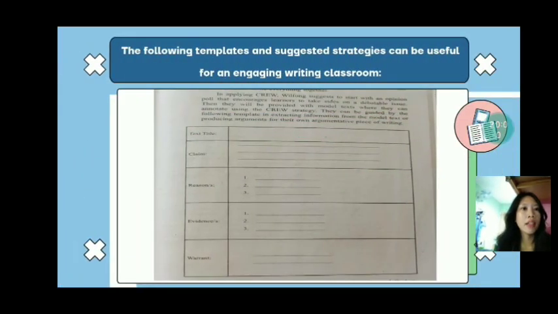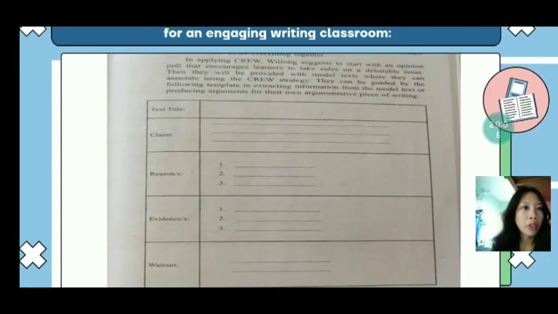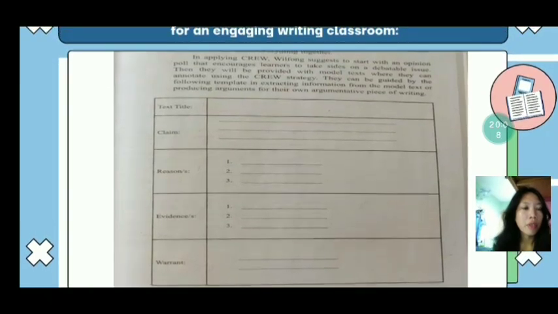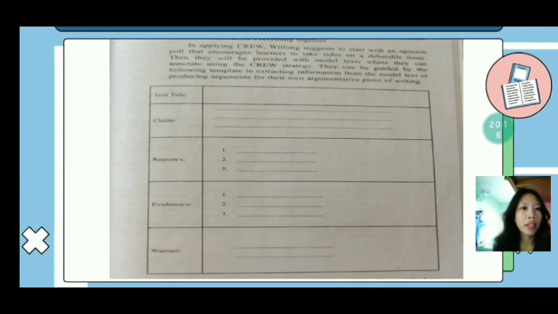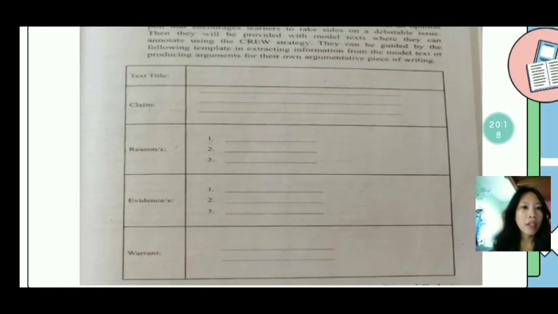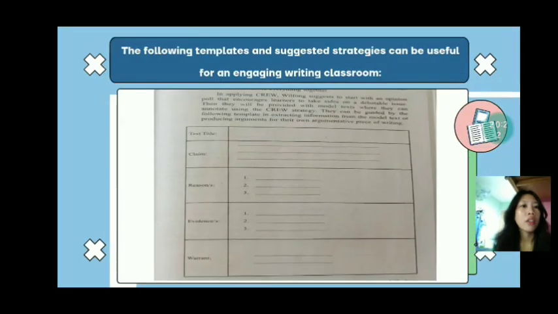So this is a template that will be useful that shows the CREW method. The first is the text title, followed by the claim, reasons. What are your reasons on writing that? The evidence, so that you can stand your point, and the warrant to conclude your point.